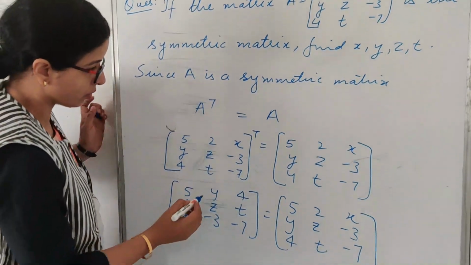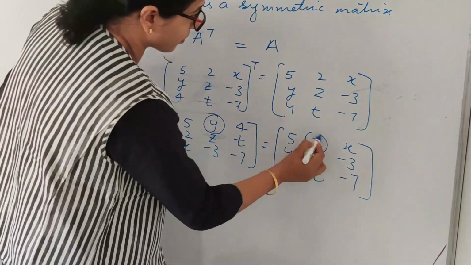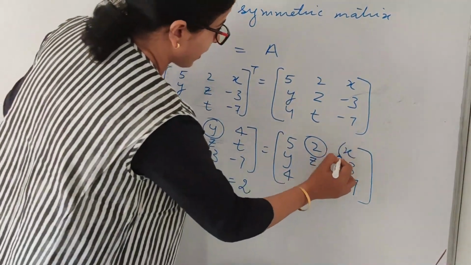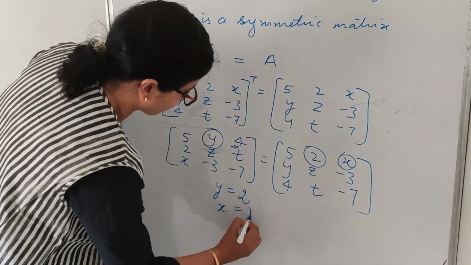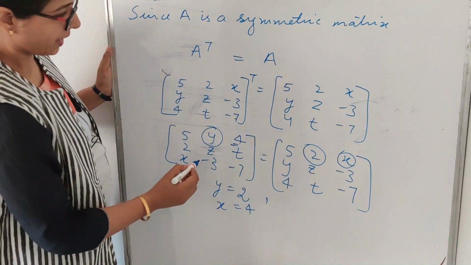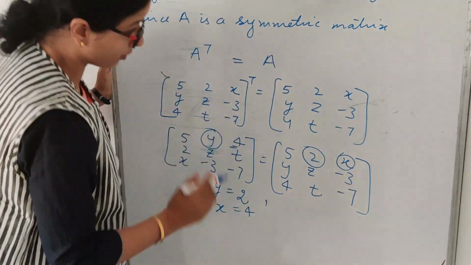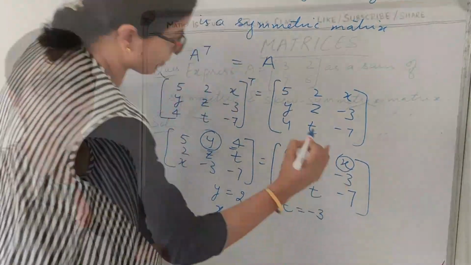Check. So Y is equal to 2. X becomes equal to 4. Okay. Next here Z is equal to Z. So it means Z can take any value and T is equal to minus 3.